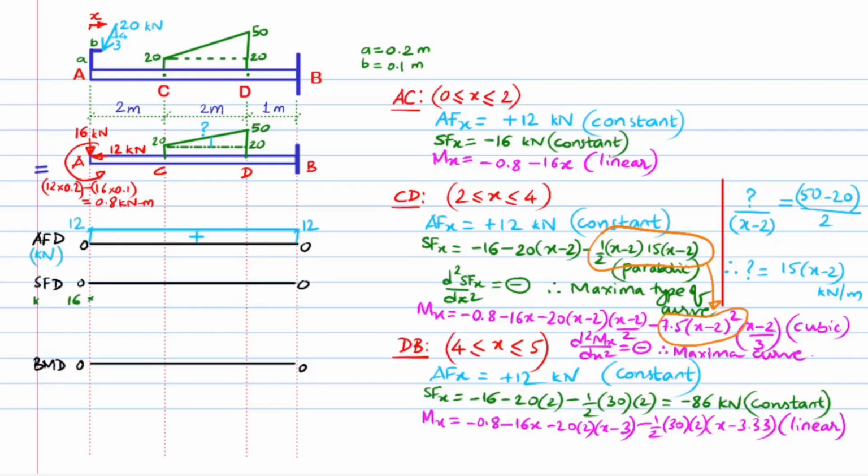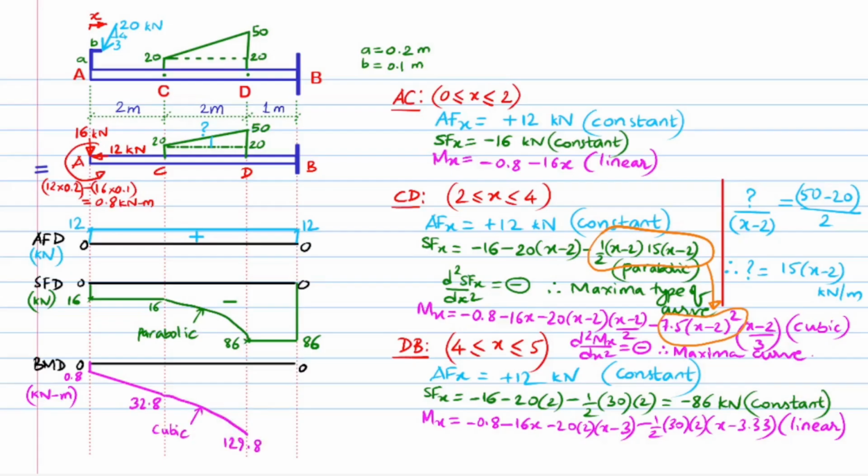We now draw the ordinate values at various key points and the locus joining the ordinate values for various parts of the beam for the resistive axial forces, shear forces and bending moments in their respective diagrams. The maximum axial force is found to be 12 kilonewtons of tensile nature. The maximum shear force is found to be 86 kilonewtons and the maximum bending moment is found to be 210.8 kilonewton meter.